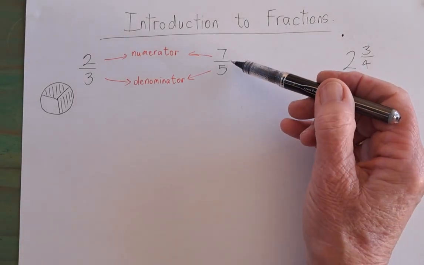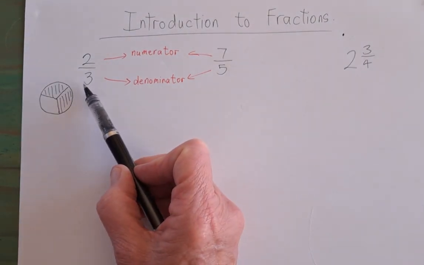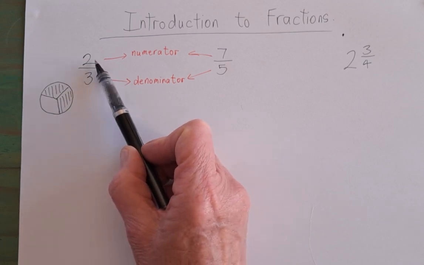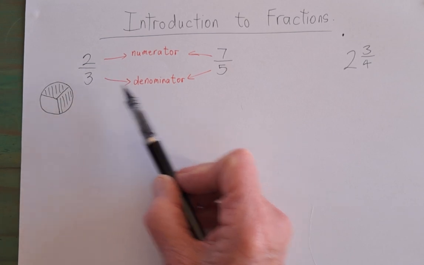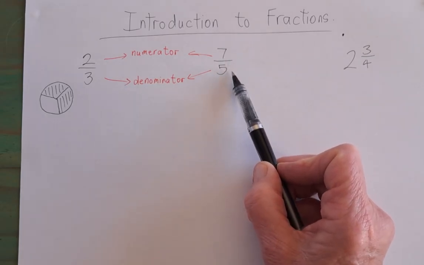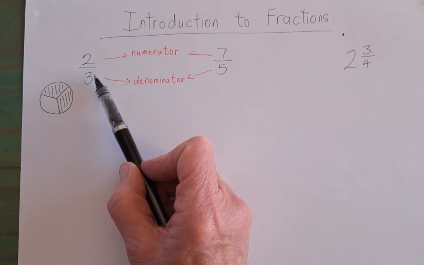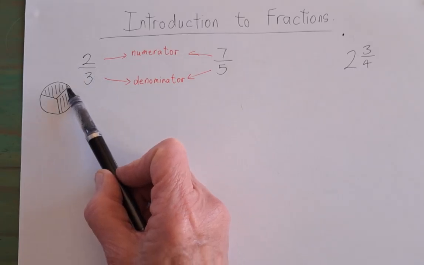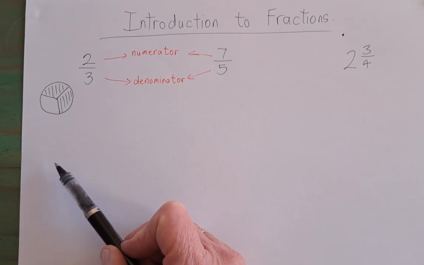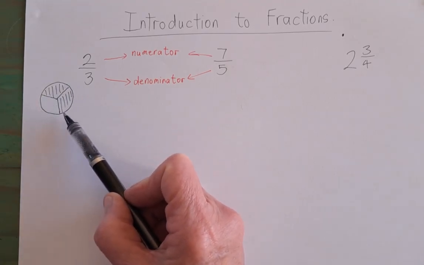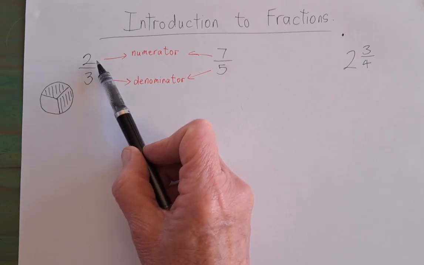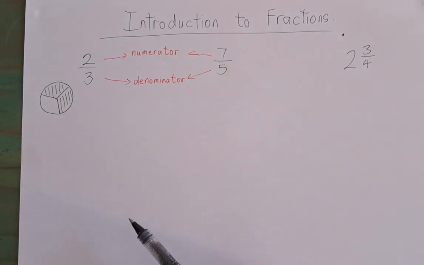So the difference between this type of fraction and that type of fraction, you've probably noticed already, is that the numerator here is smaller than the denominator, and here the numerator is larger than the denominator. When the numerator is smaller than the denominator, you'll notice that diagrammatically I didn't manage to eat the whole pizza. So this represents part of a whole. It's less than a whole when the numerator is smaller than the denominator.